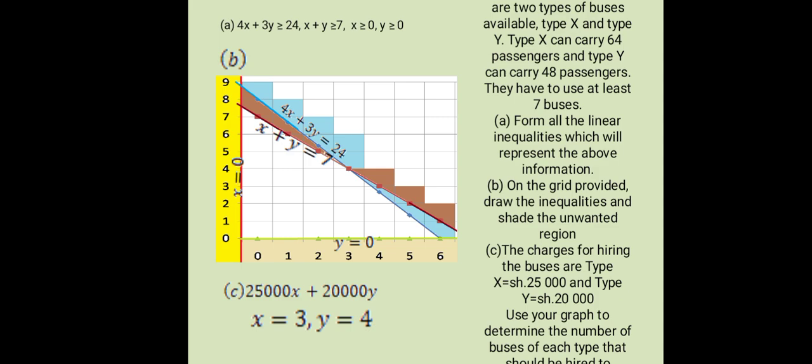A. Form all inequalities which will represent the above information. B. On the grid provided, draw the inequalities and shade the unwanted region. C. The charges for hiring the buses are type X is equal to 25,000 shillings and type Y is equal to 20,000 shillings. Use your graph to determine the number of buses of each type that should be hired to minimize the cost.